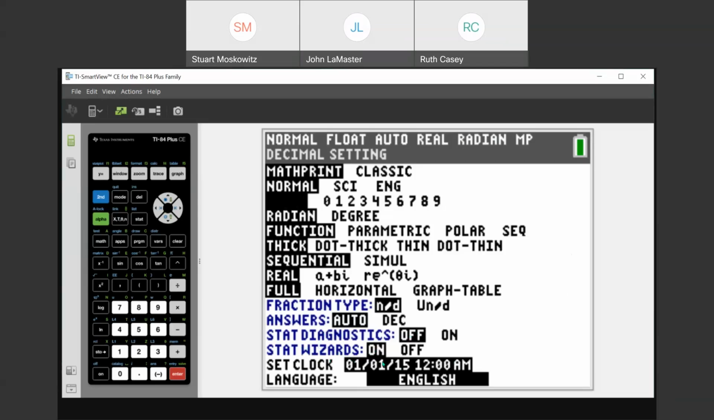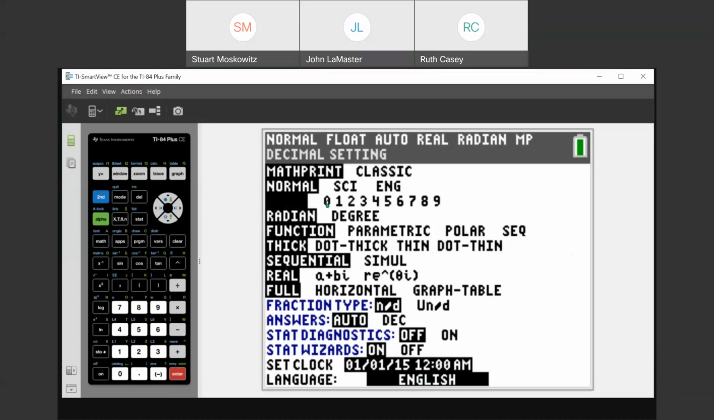Notice we also have a clock. Notice that my clock is not set. With the emulator, with this software, when the computer is shut down and we fire it back up, it resets everything. So I have not found myself setting the clock. And you have many languages to choose from if you have any second language learners in your classroom.